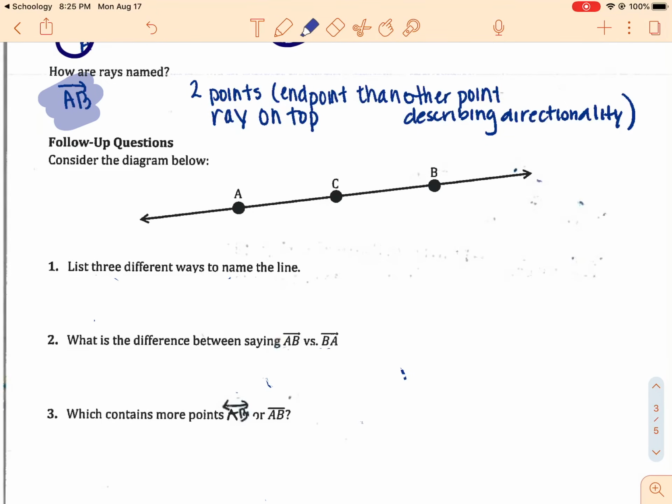So just recapping that quick section, answer these 3 questions on your own. I would say pause the video, and then I'm going to reveal the answers. So go ahead and pause right now and complete those 3 questions.